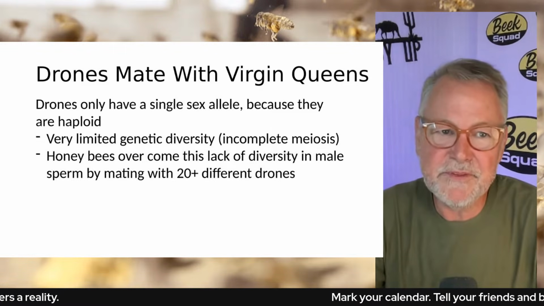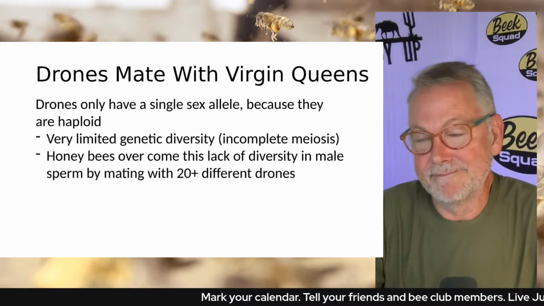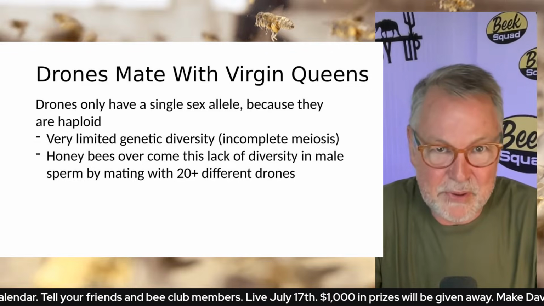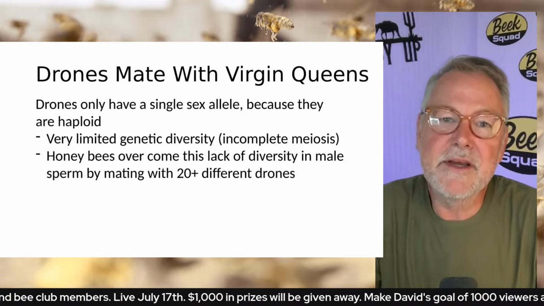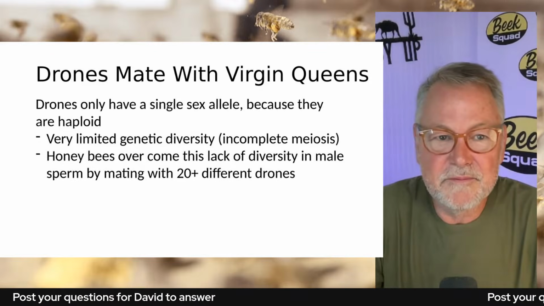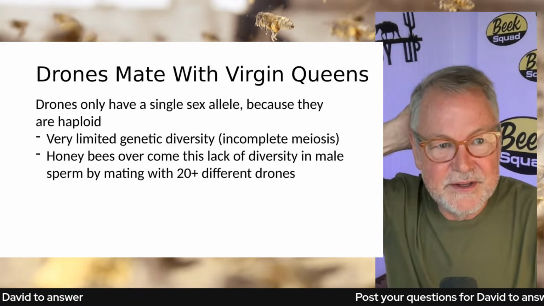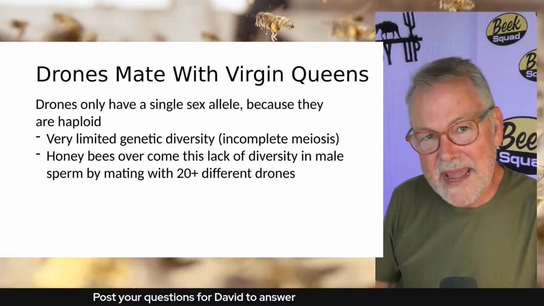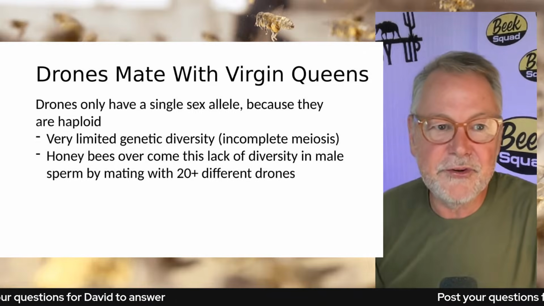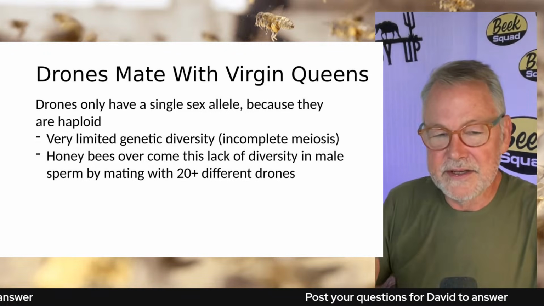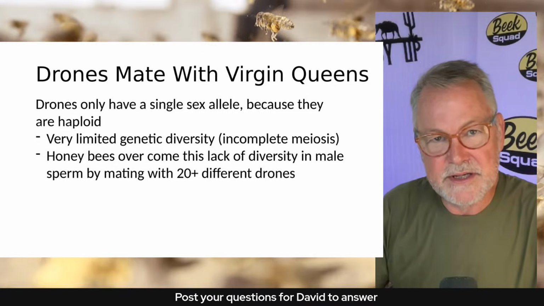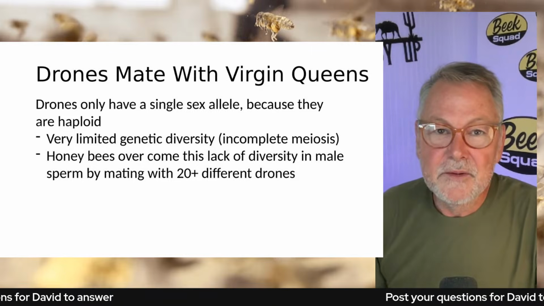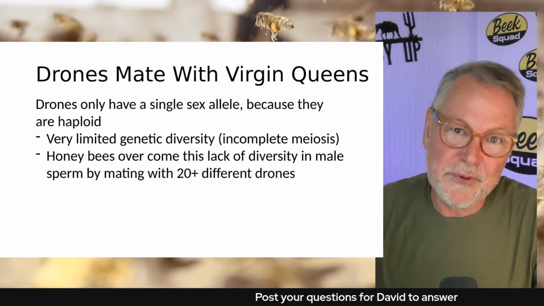Okay, now drones mate with virgin queens. Drones have, in their 16 chromosomes, a single sex allele because they're haploid. And they have very limited genetic diversity, if you want to call it incomplete meiosis. Honeybees overcome this. So in other words, drones are the male gamete and they don't have a lot of diversity. So how do honeybees overcome this very limited diversity of the male gamete, of the male sperm? Well, they do it in nature by mating with many, many, many drones, and that brings the diversity in.